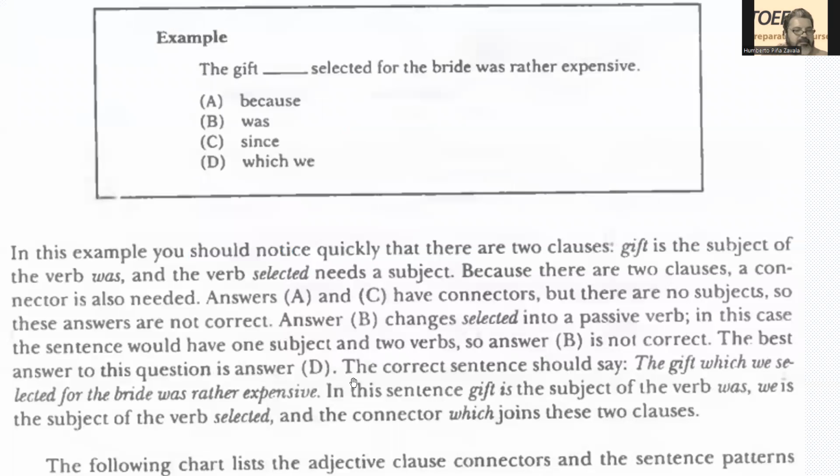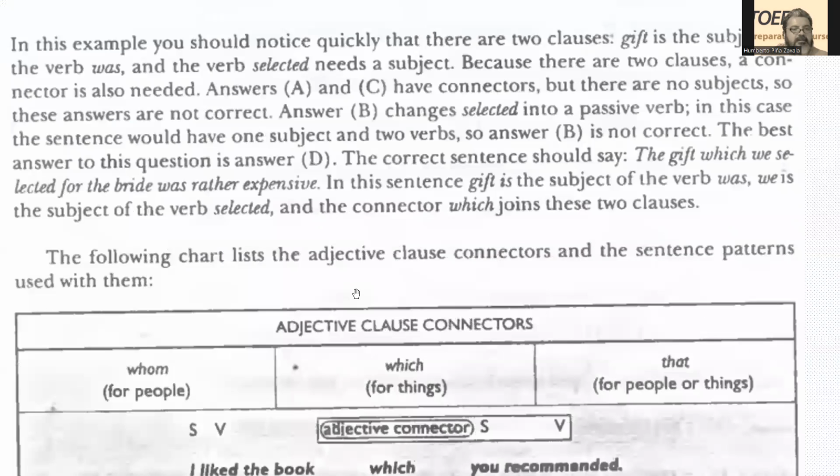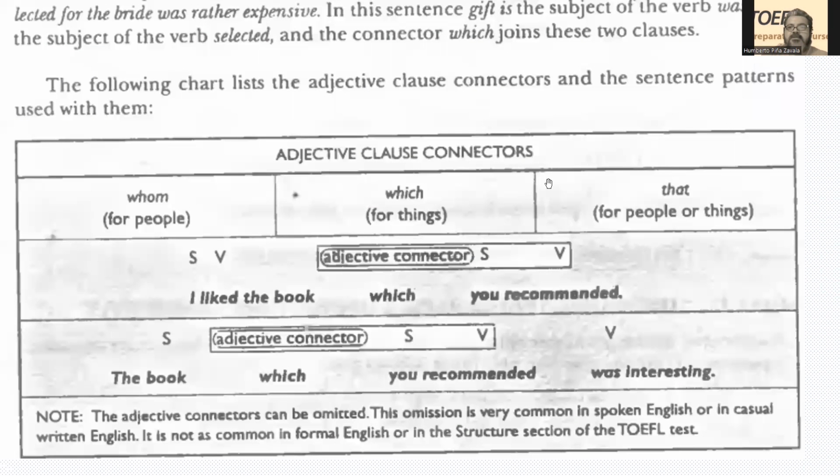Right, so here we have a chart that lists the adjective clause connectors and the sentence pattern we use with them. Right, we use whom for people. Whom is more proper. I know that you have heard who used a lot, and people use it a lot. But remember that TOEFL doesn't allow for that level of flexibility. It is much more rigorous.